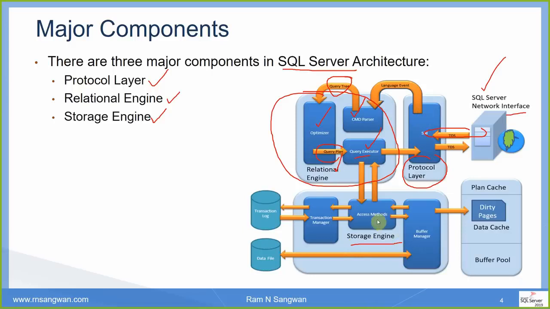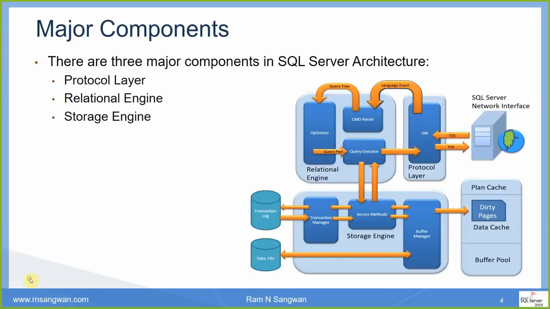Also at the bottom layer we have access methods, transaction manager, then buffer manager, these components, and dirty pages, plan cache, data cache, buffer pool, the flow of the data, physical data storage, the storage part, how it is working. You can see everything with the arrows showing the direction of flow of the data in this architecture. The three components are clearly visible in this figure: the protocol layer, the first layer, then the relational engine and the storage engine.